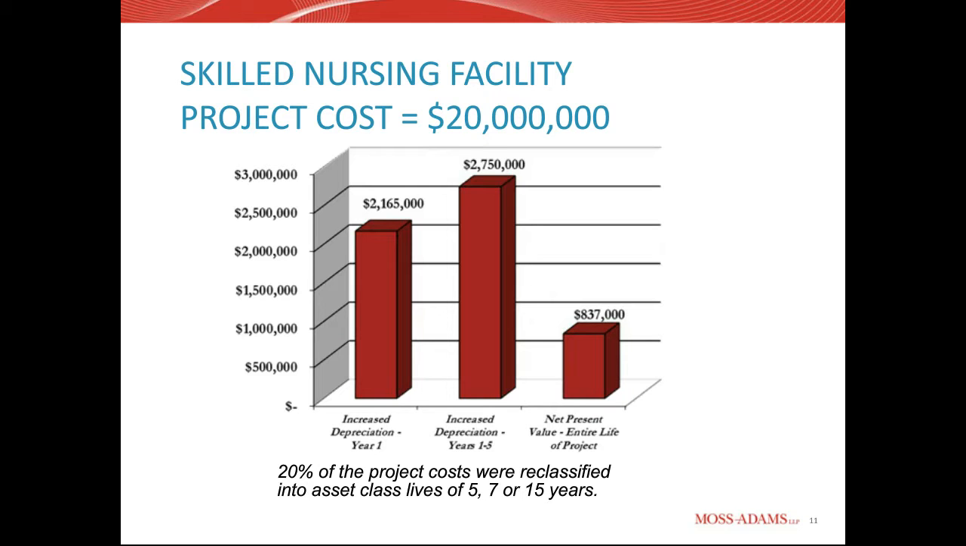But in this scenario, I estimated 20% of the overall construction costs would be allocated to 5-year, 7-year, and 15-year asset lives, with the net benefit in the first year, or increase in depreciation of the first year, being about $1.6 million. Over the first 5 years, an additional depreciation deduction of $2.7 million, and the net present value of $837,000.